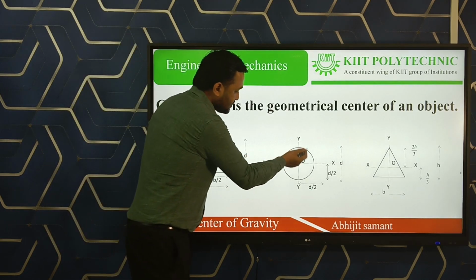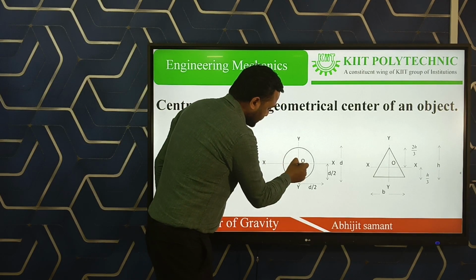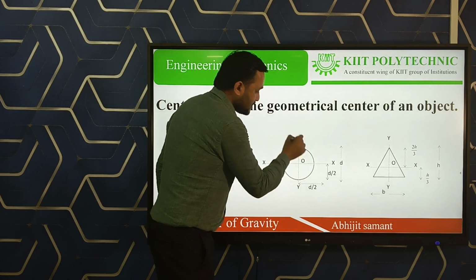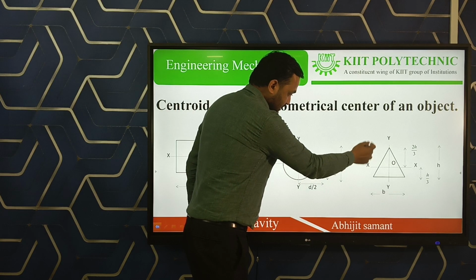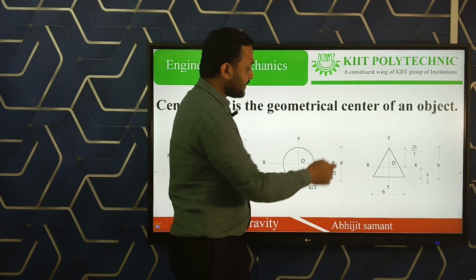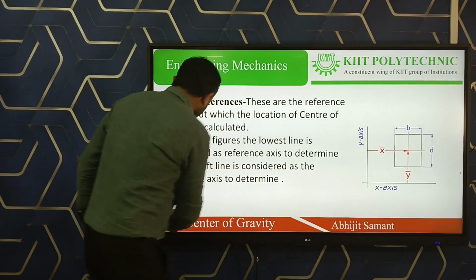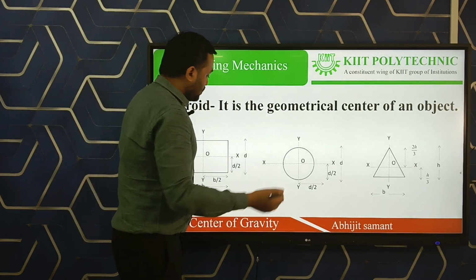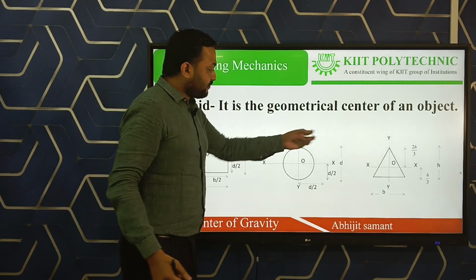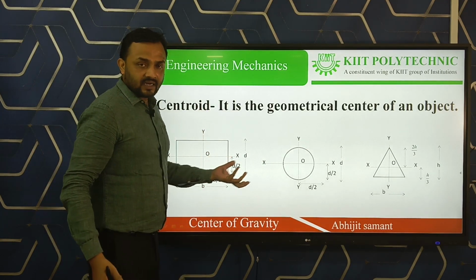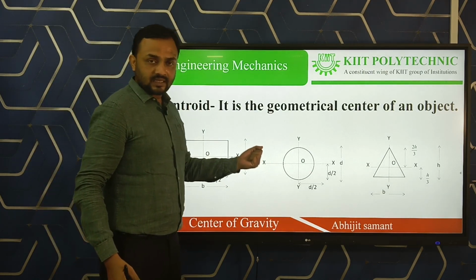So let us discuss the circle. For a circle, its centroidal point is this point. The point O is the centroidal point of the circle. In case of a triangle, the centroidal point is here. So if we are going to find the centroidal point for different figures, we can easily find it by figure or by common sense.